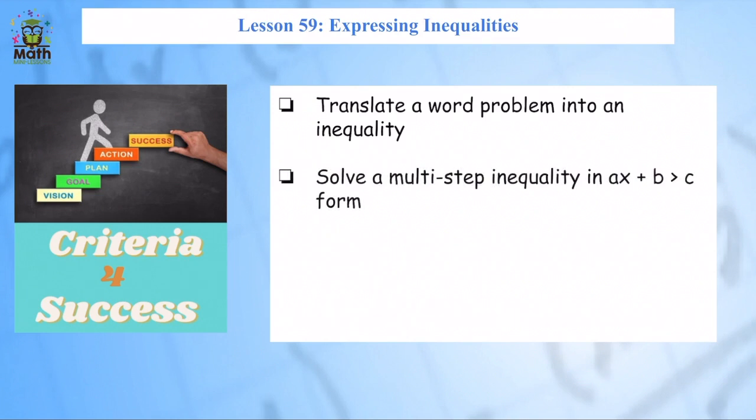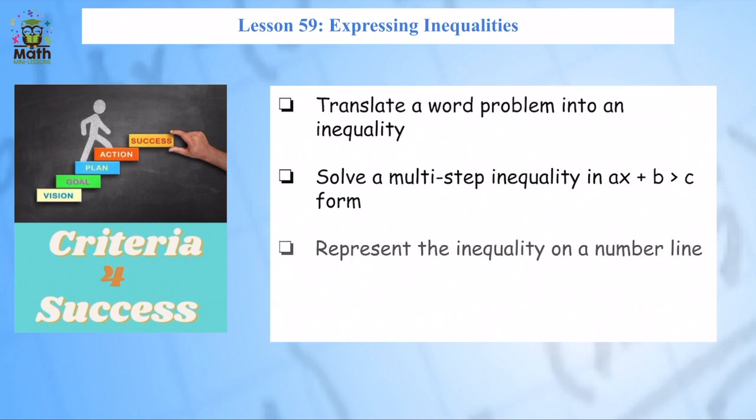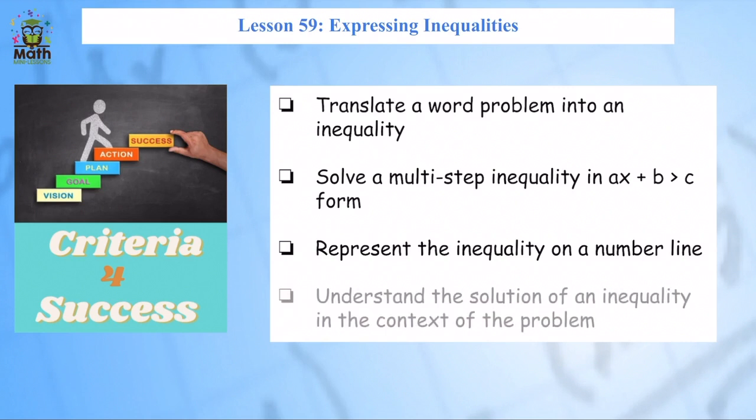Look to see how I solve a multi-step inequality in that ax plus b is either greater than or less than c form. Watch how I represent that inequality on a number line, so I graph it. And finally, how I show that I understand the solution to an inequality problem in the context of that situation.